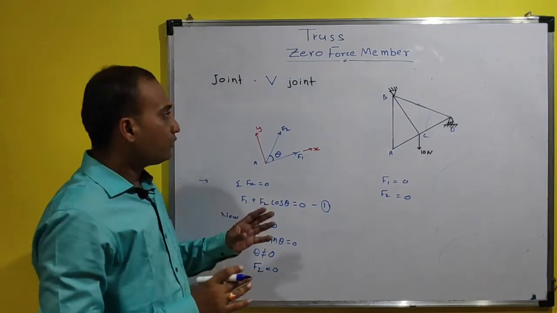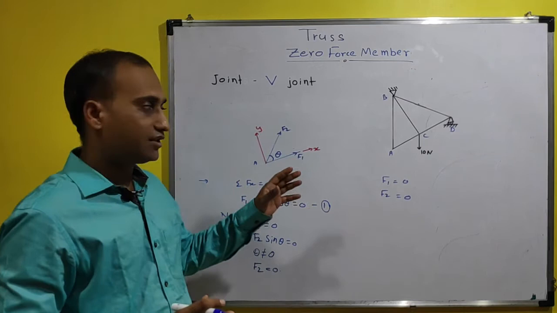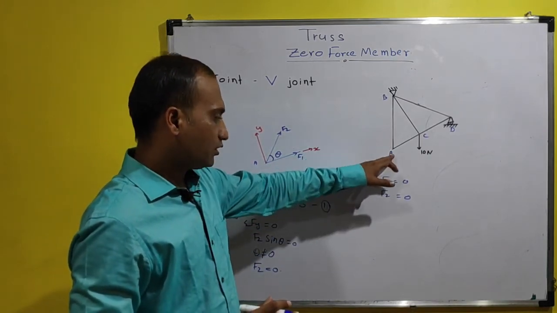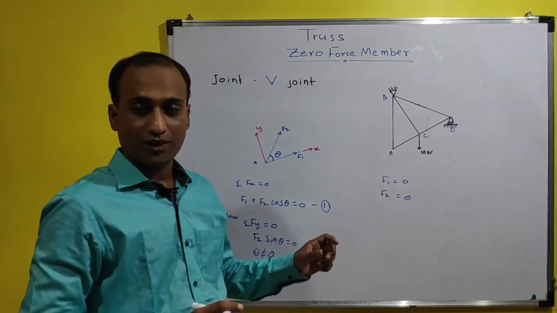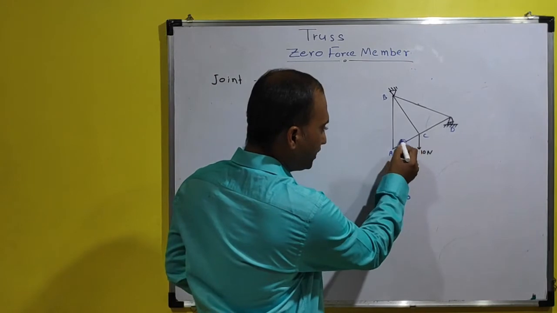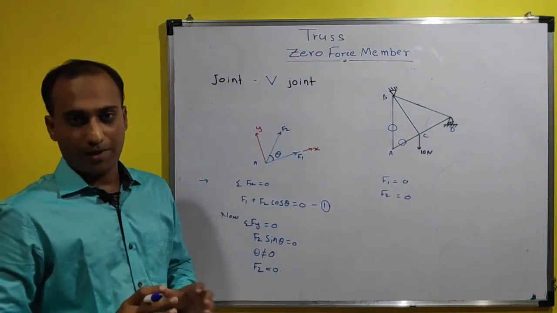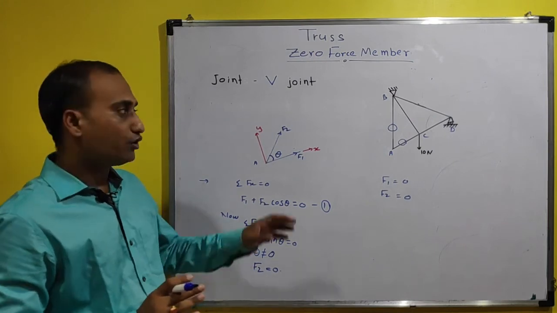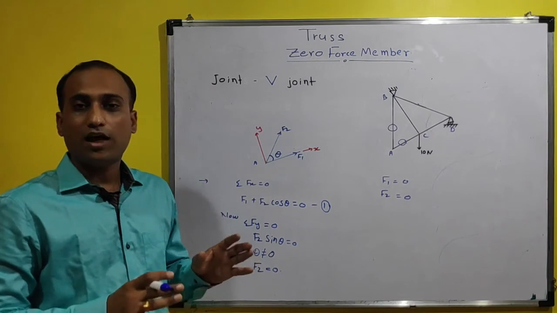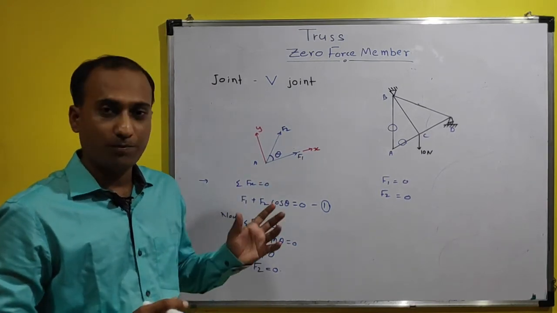So wherever you find a V joint without any external loading or support, then we can say directly that the members which are making the V joint have zero force in them. For example over here, AC will have zero force and AB will have zero force. So this is about the T joint and the V joint that we have studied. So we will see how we can actually find the zero force members. So let's have some problems.